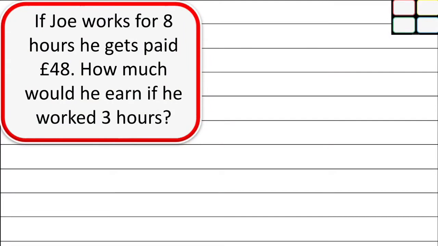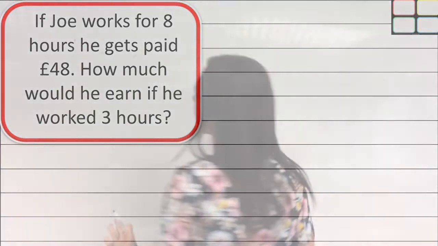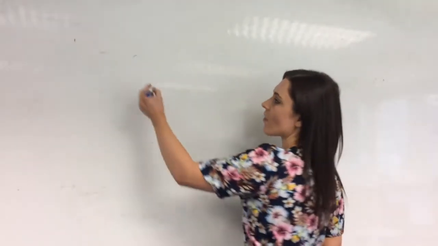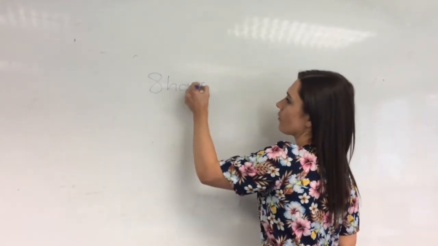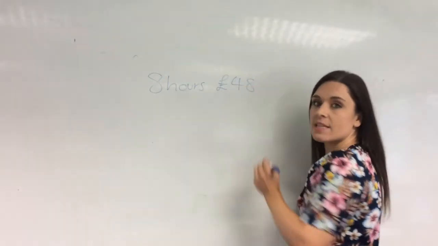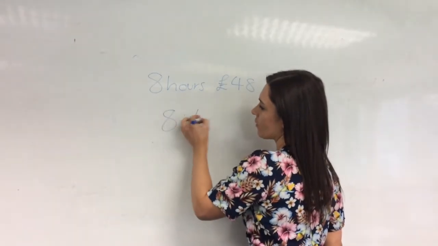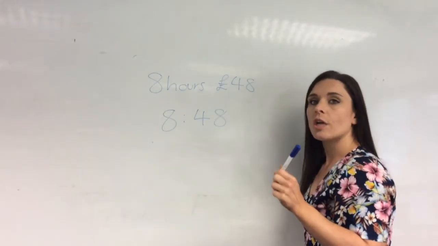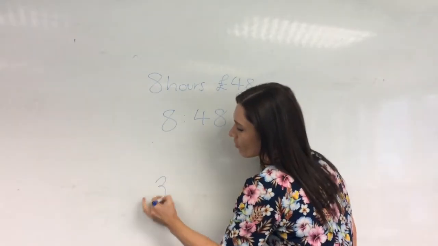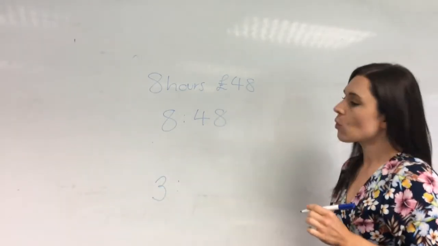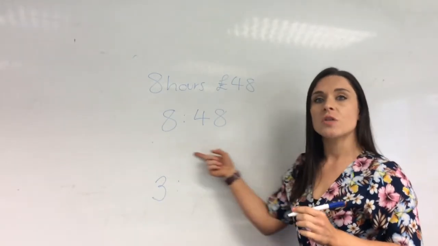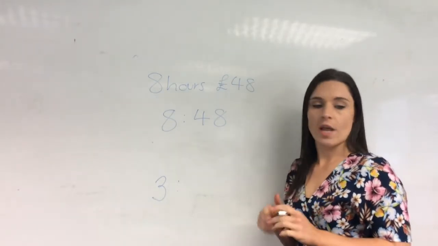Here's an example of a question we can answer by using the unitary method. If we work out how much Joe gets paid for 1 hour, then we can work out how much he would get paid for 3 hours. Pause the video and have a go. The question tells us that Joe works for 8 hours and gets paid £48. We can write this as a ratio of 8 to 48. We want to know how much Joe would get paid for 3 hours. So what we can do in the middle here is use the unitary method to find 1 hour.